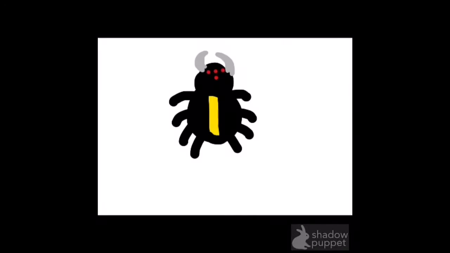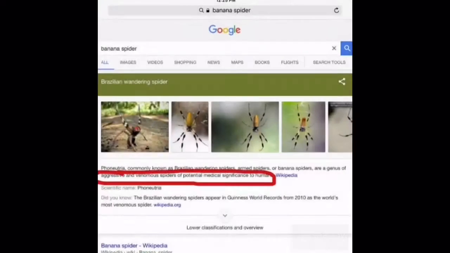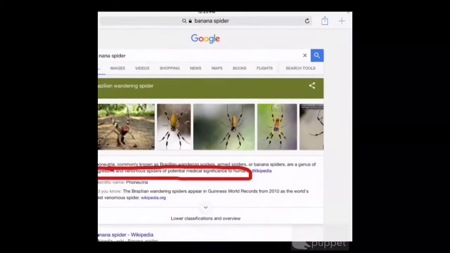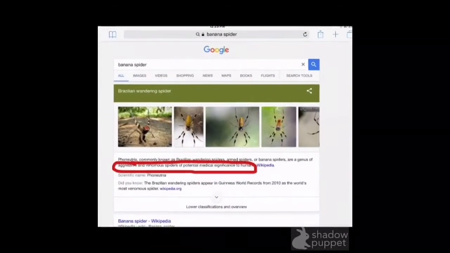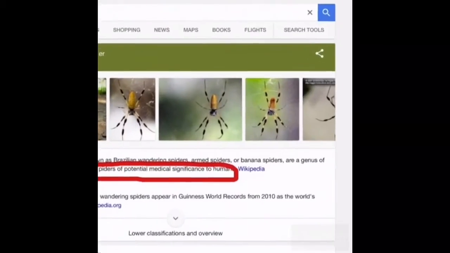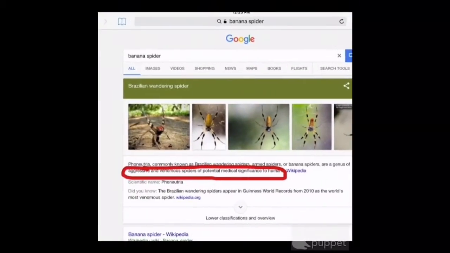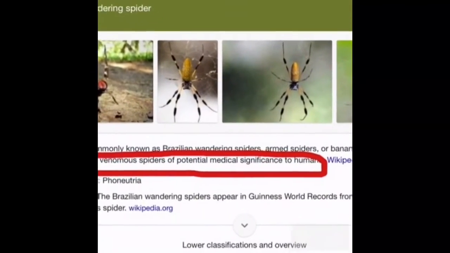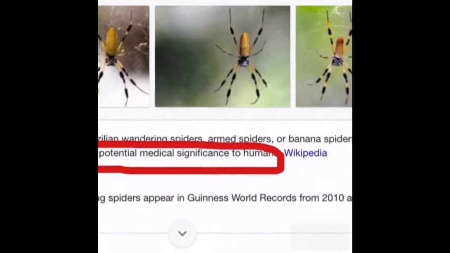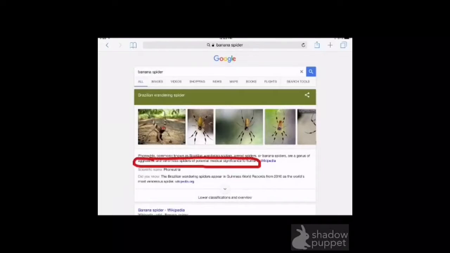And the place is also filled with banana spiders. And fun fact about those guys, according to Wikipedia, Brazilian wandering spiders, also known as armed spiders or banana spiders, are aggressive and venomous spiders of potential medical significance to humans. Thankfully, neither of us got bit. And I only just found this out when I was looking up banana spiders.